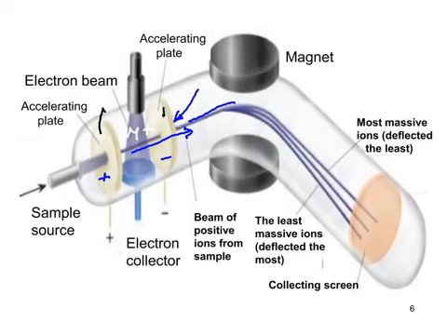And then we've got the magnetic field here. If the magnetic field was switched off, the M+ ion would just go straight on through, but with the magnetic field switched on, it's going to be deflected.